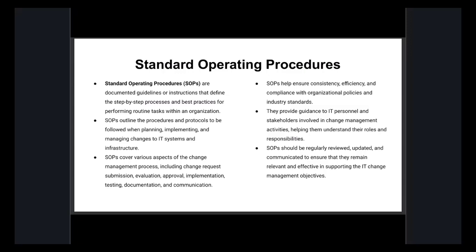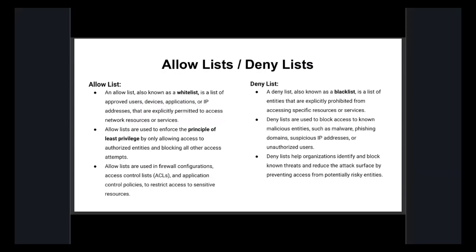Now we're going to transition in the second half of this episode and discuss some of the technical impacts that we need to be aware of when going through change management. First, we're going to discuss allow lists and deny lists. An allow list is sometimes also called a white list. This is a list of all of the approved users, devices, and IP addresses that are allowed to access our network resources. Allow lists can sometimes be impacted by changes to our network configurations.